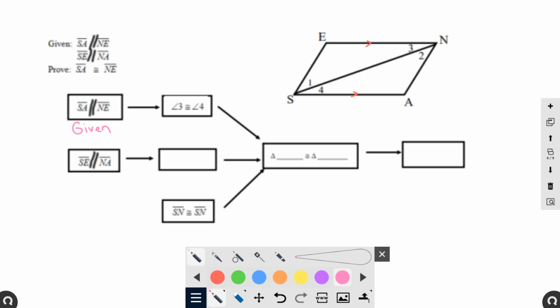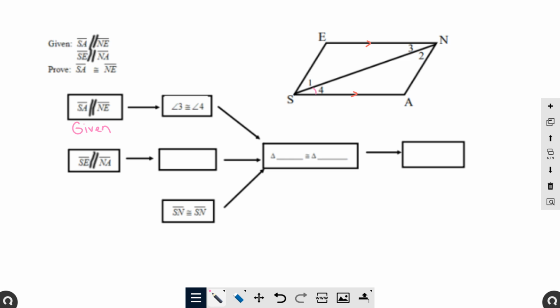So if you want to, you can go ahead and go to the next box from that. If we know that information, we can say that angle 3 is equal to angle 4. What kind of angles are those? Alternate interior angles. So AIA. You can abbreviate that if you want to.